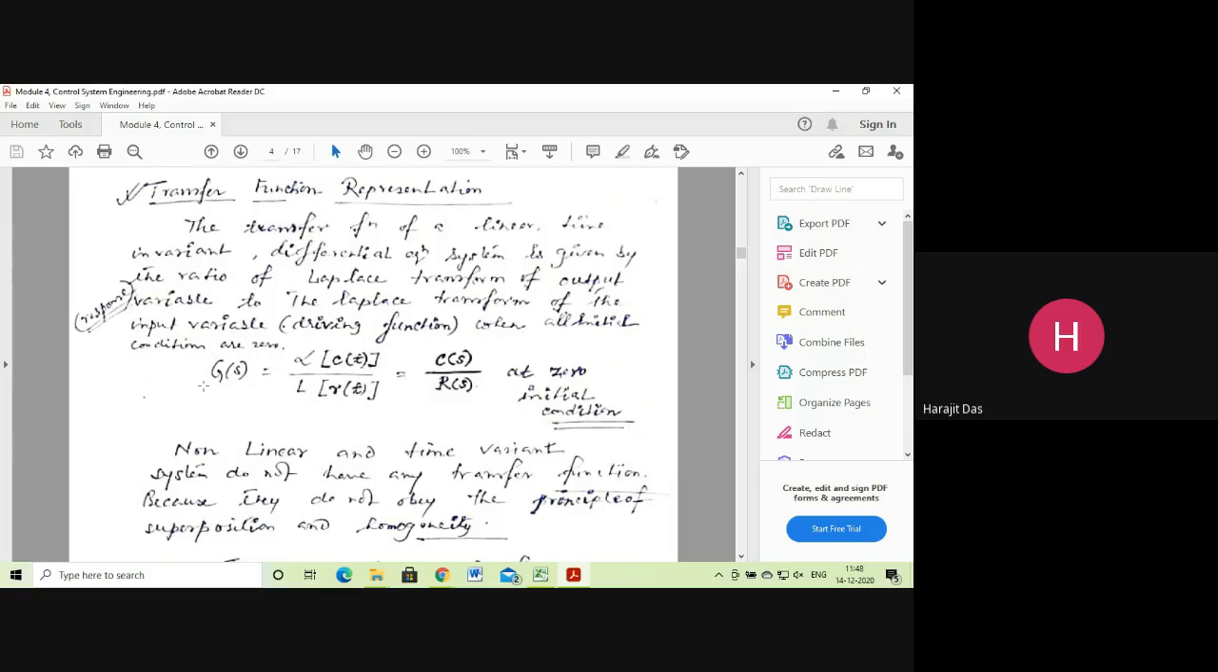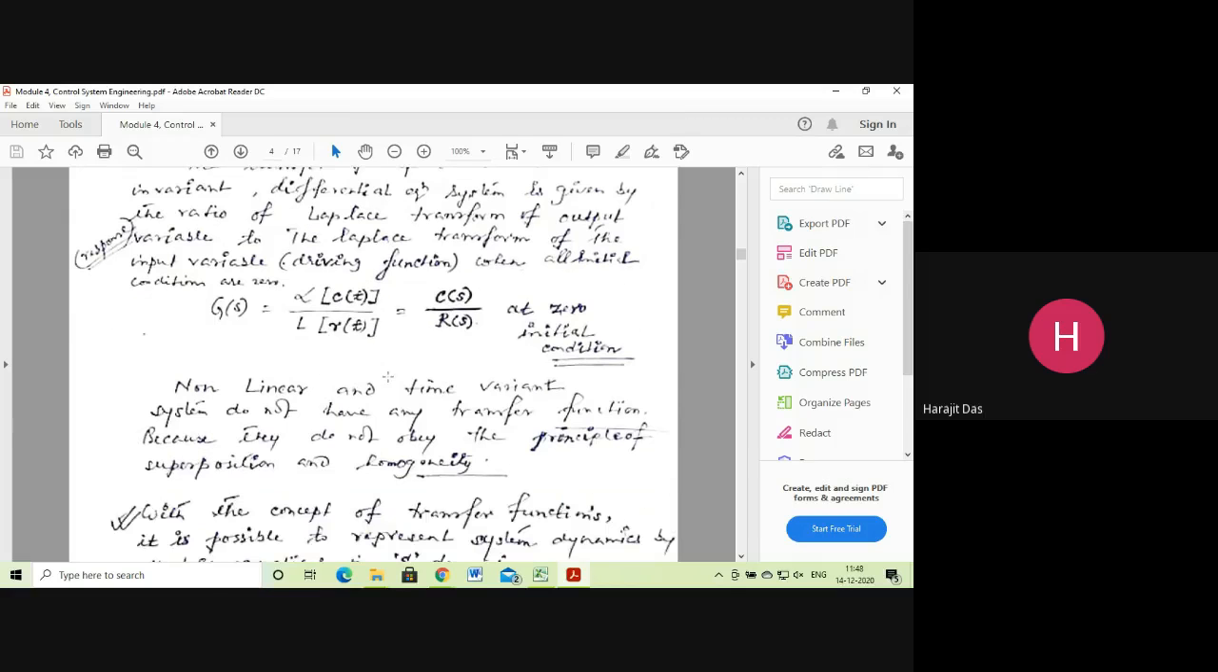Because for an open loop control system, T of S is equal to G of S. This is called the overall path gain, G of S. And for an open loop system, this is the only transfer function. Understood? So this point you can also remember.